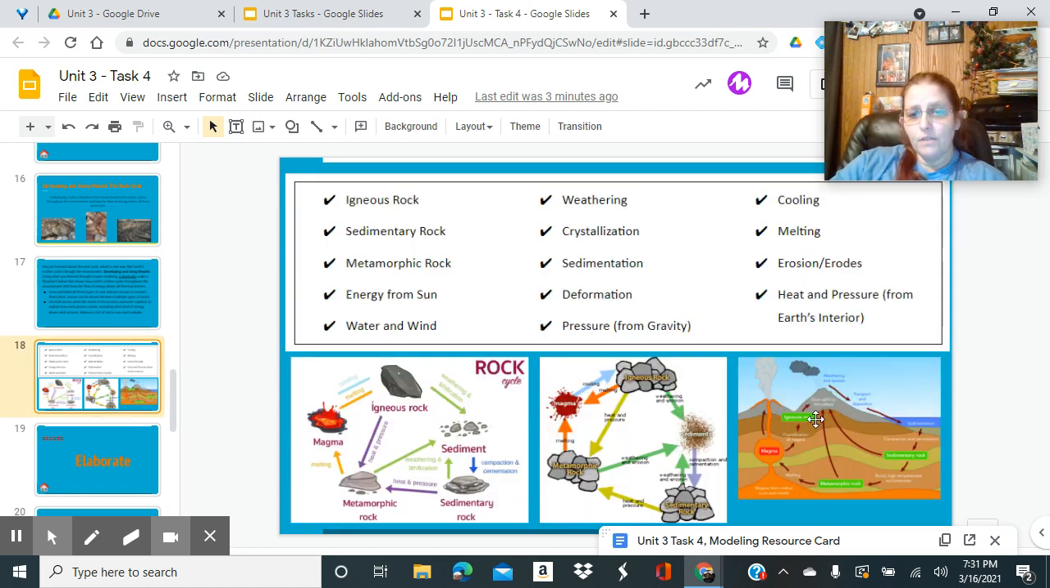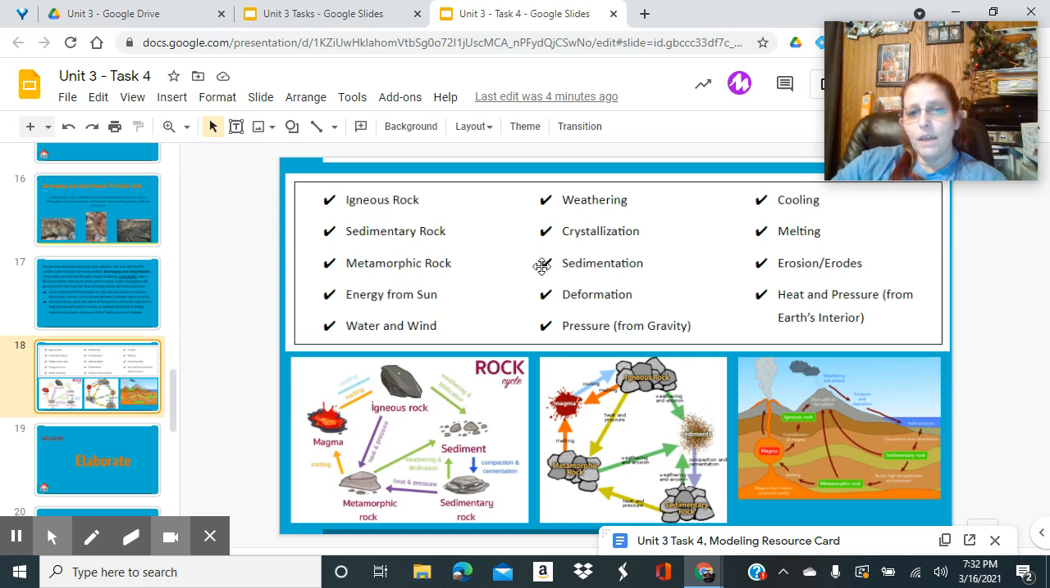Here are some examples of some rock cycles. Other than the flow chart that we made, these are some examples of some flow charts. I insist that all of these terms be in your flow chart. In our flow chart that we made for the lab, we did not have the water and the wind, and we did not have the energy from the sun. So that's something new. Where is that going to be placed in your rock cycle, and why is that important? What does energy from the sun do for the rock cycle?